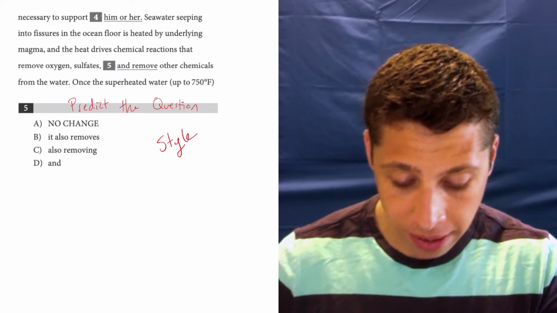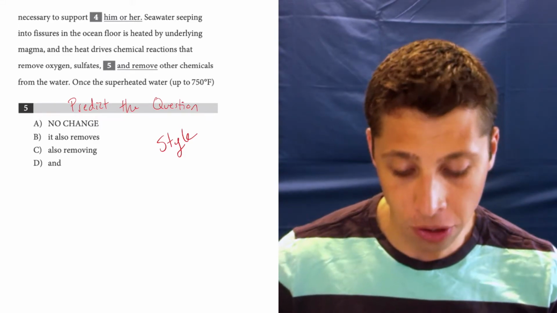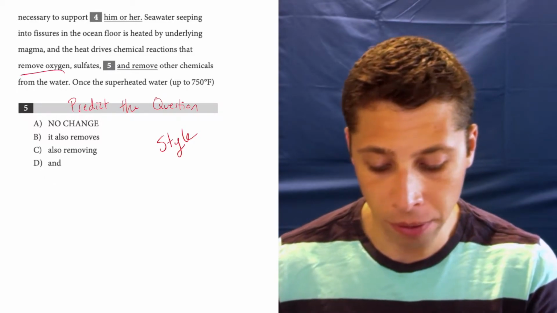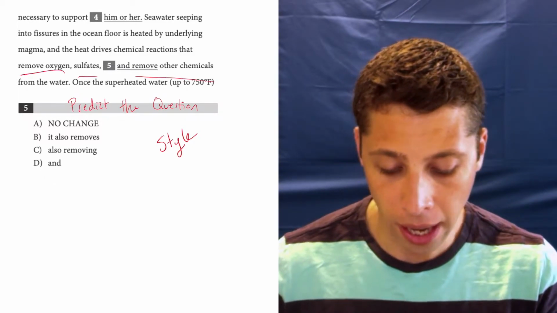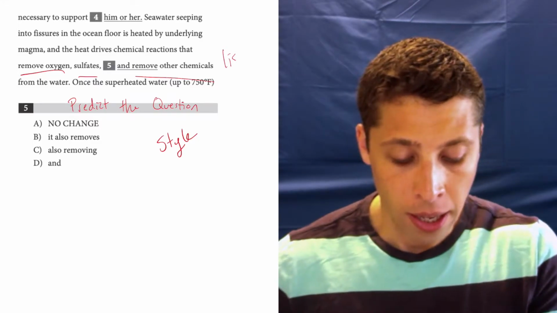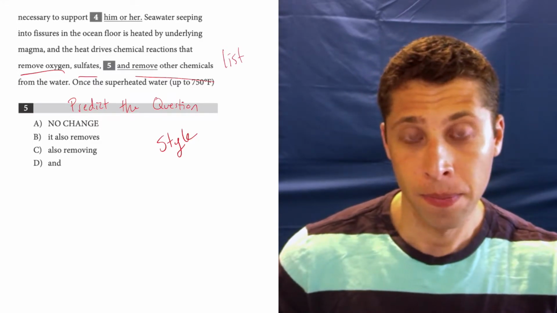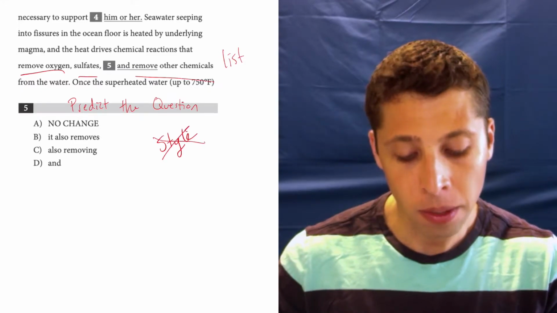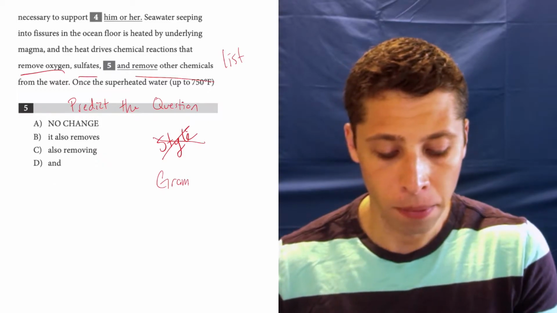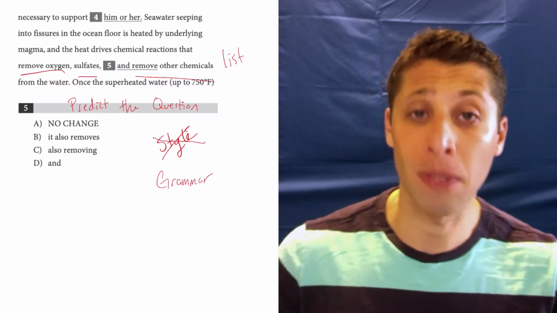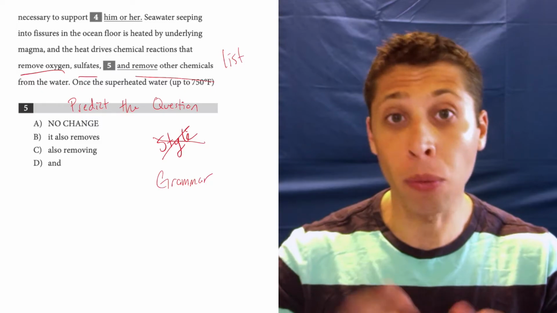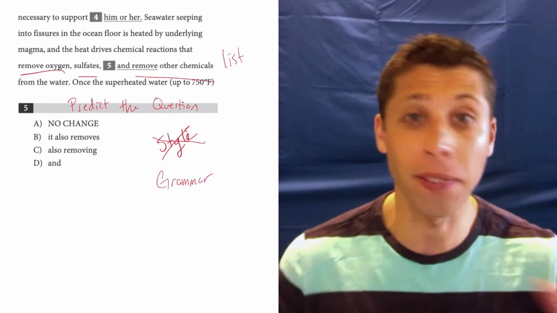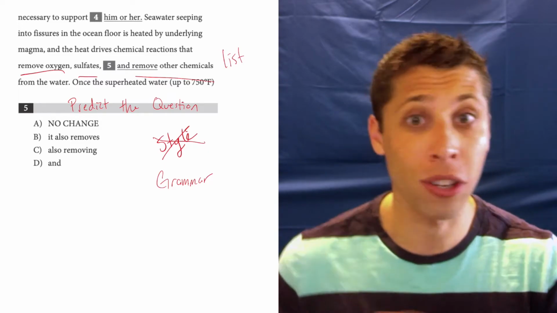If I look at this, I see seawater seeping into fissures in the ocean floor is heated by underlying magma, and the heat drives chemical reactions that remove oxygen, sulfates, and remove other chemicals. This is a list of things. And whenever we see lists, we should think not in terms of style, but in terms of grammar. Because lists have specific rules. Sometimes we need to think about the rules of punctuation, right? Colons versus commas versus dashes, whatever it may be for the punctuation of a list.